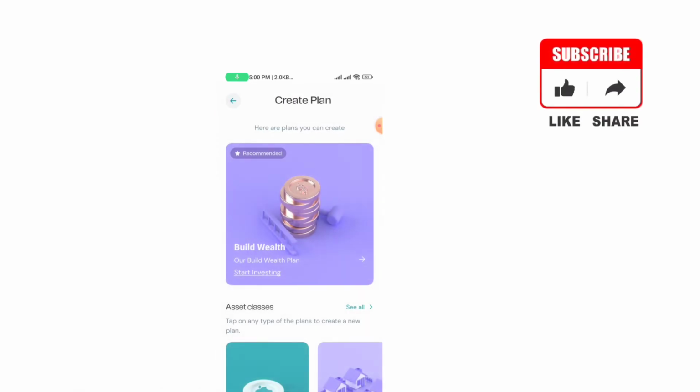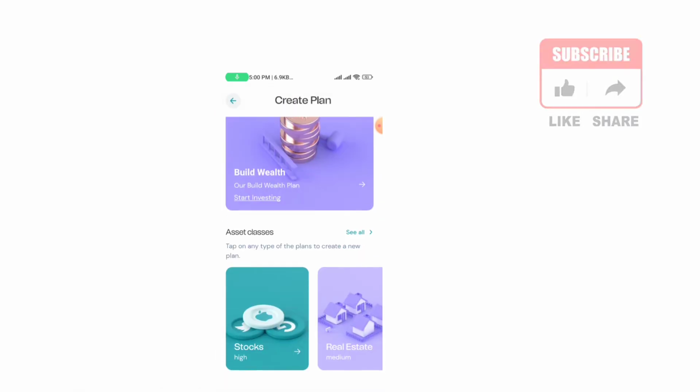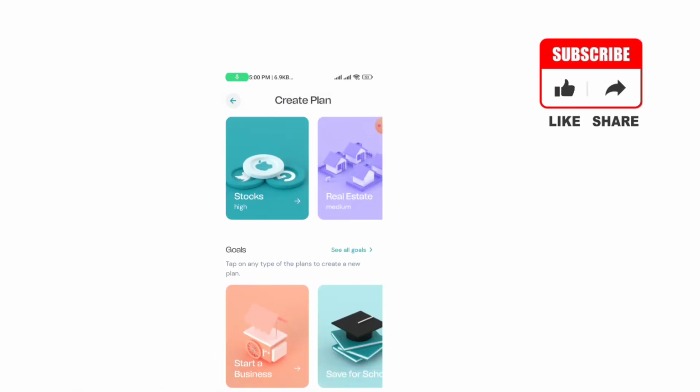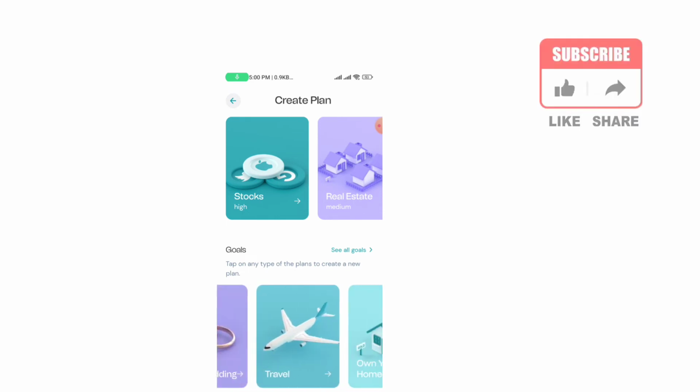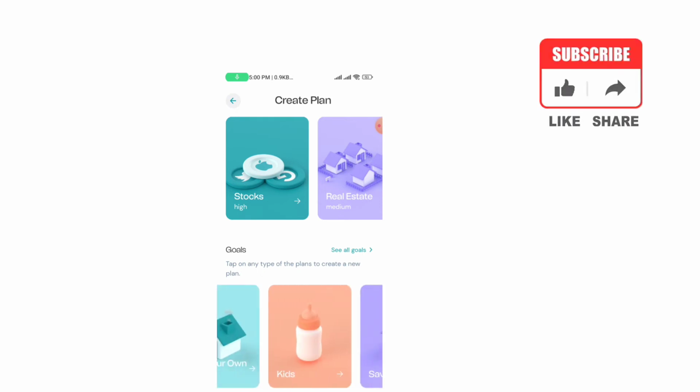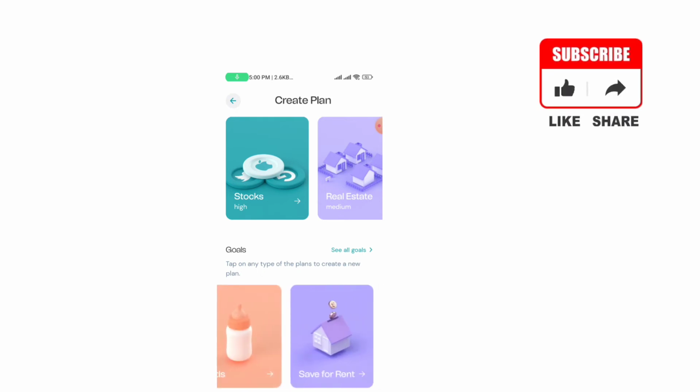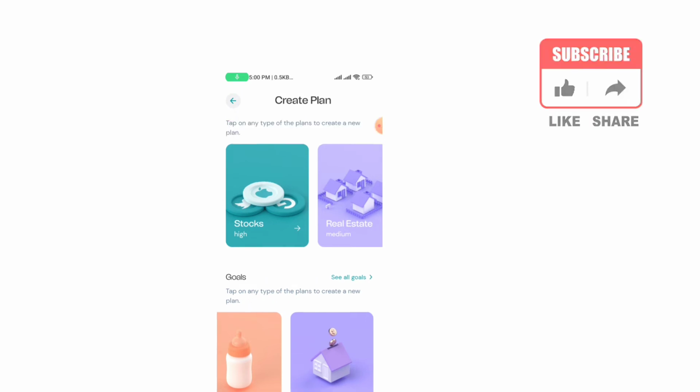Create an investment plan. So what do you want to do? Do you want to start a business? Do you want to save for school? Do you want to plan your wedding? Do you want to plan for vacation? Do you want to own your home? Do you want to plan for your children? Do you want to save for rent? So you can create new goals by yourself.